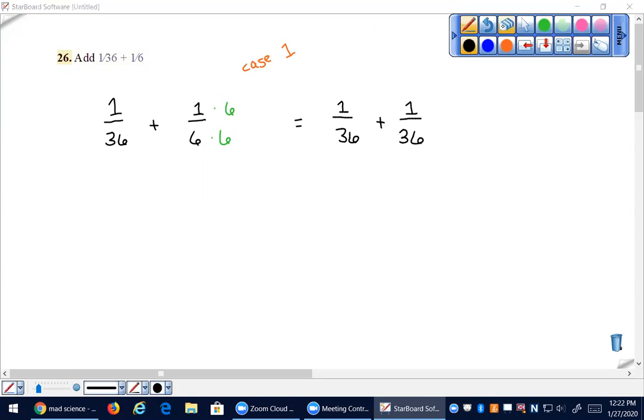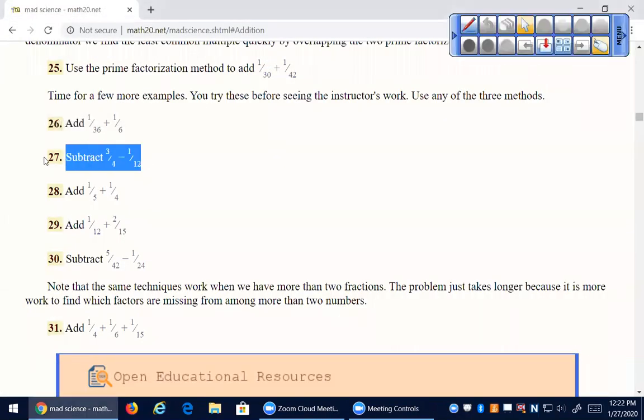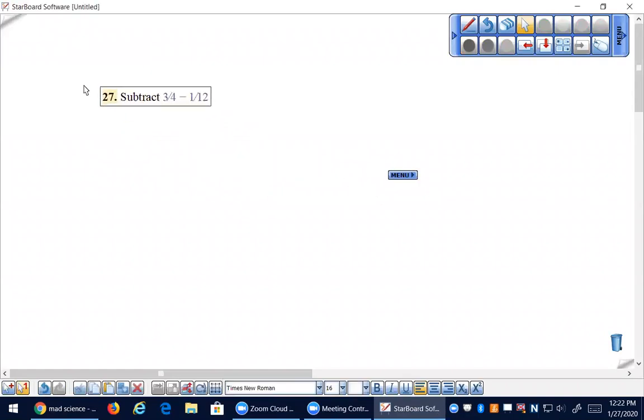Whoops, that's not a 1. Everyone happy with that? Because 6 goes into 36. 6 goes into 36. All right, you don't go across. So we have to change the denominator and keep the rest.